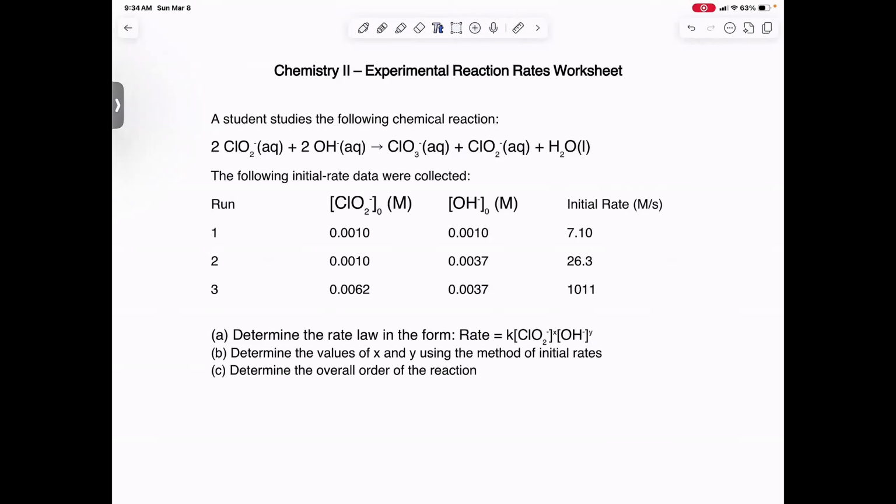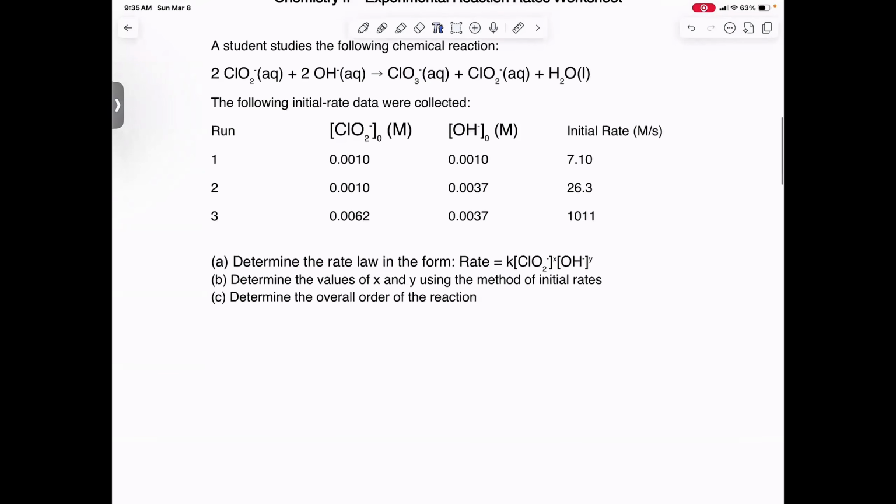Now, you'll notice the first page of this worksheet has the initial rate data. This is experimental data. Remember, with rate laws, we need experimental data. We can't just pull that from the balanced chemical reaction equation. All right, so here we go. We have 3 runs here. We have concentrations listed and initial rates in concentration per second or molarity per second. And I have the work written out down here.